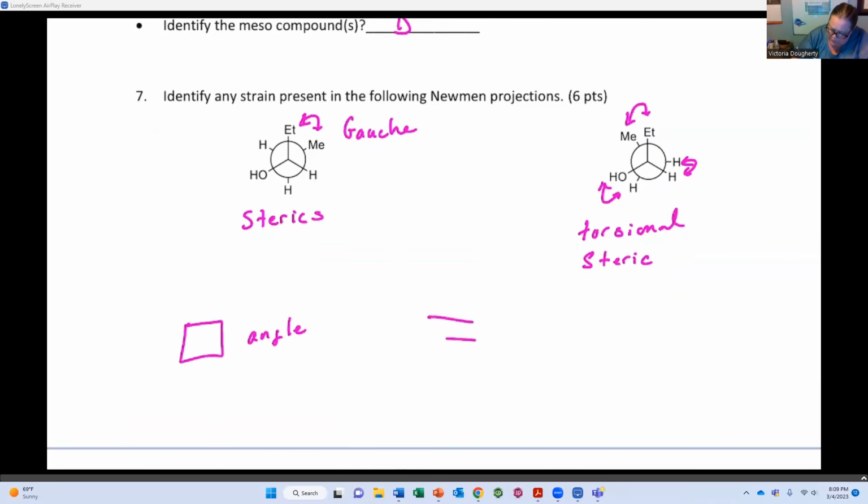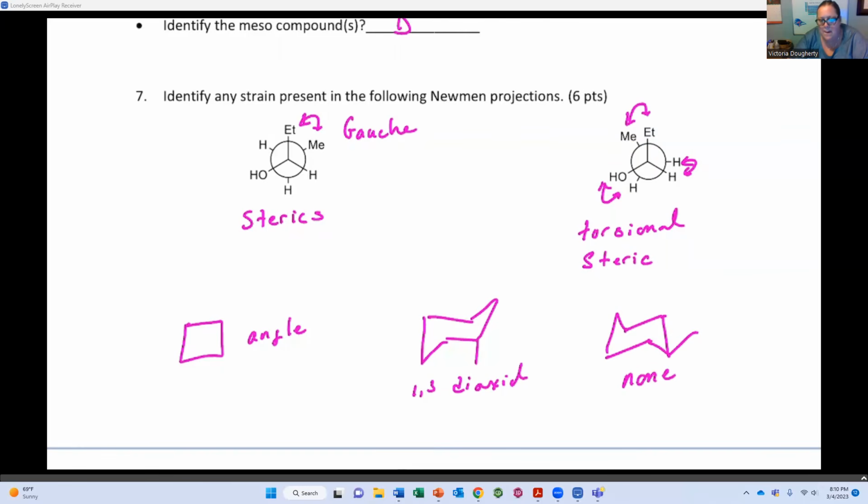And what if I were to give you this chair conformer like this? What strain? Okay, so it's a type of gauche, but what do we call this? 1,3-diaxial. What if I were to give you this chair conformer? What type of strain? None. Because everything is staggered. So none is also an acceptable answer for this. All right.